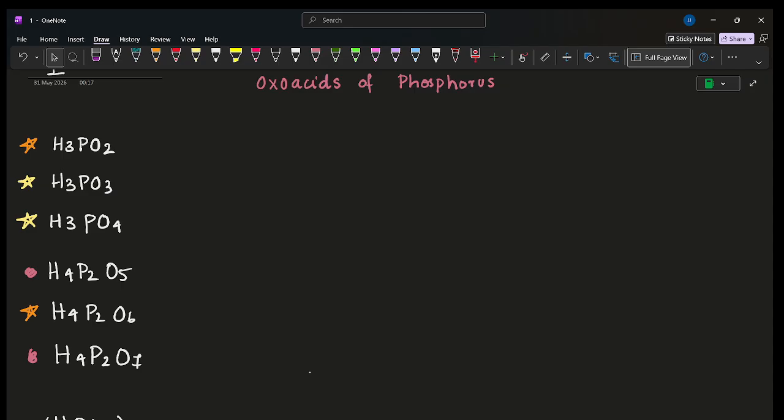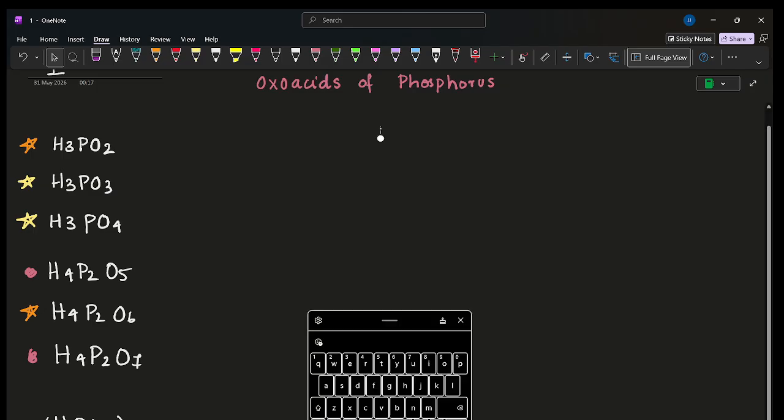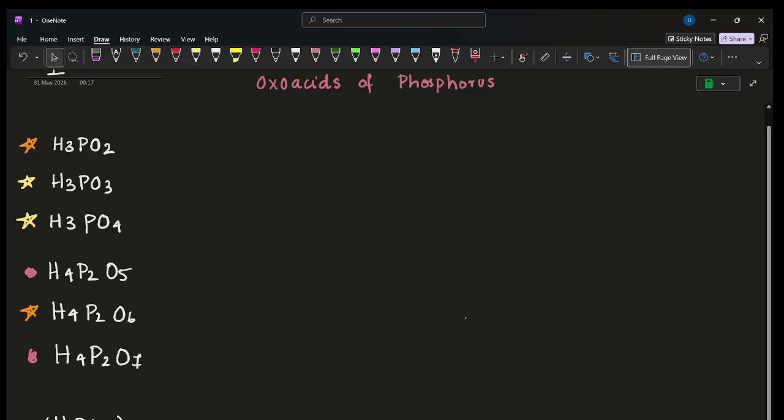In these, there is a symmetry: H3PO2 and H4P2O6, you'll have to remember together. H3PO3, H3PO4, H4P2O5, H4P2O7, 5, 7. You can remember it like that. So let me write it in that way so that it becomes easier. Okay, so let me write it as H3PO2 and H4.